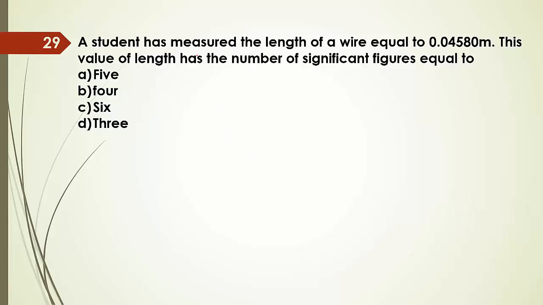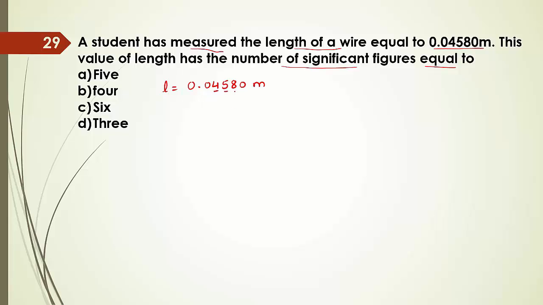29th question. A student has measured the length of a wire equal to 0.04580 meter. This value of length has number of significant figures equal to. Here we have to find how many significant figures are present in the given number. What is the given number here? 0.04580 meter. This is the length of the wire. How many significant figures are there? Observe the numbers.